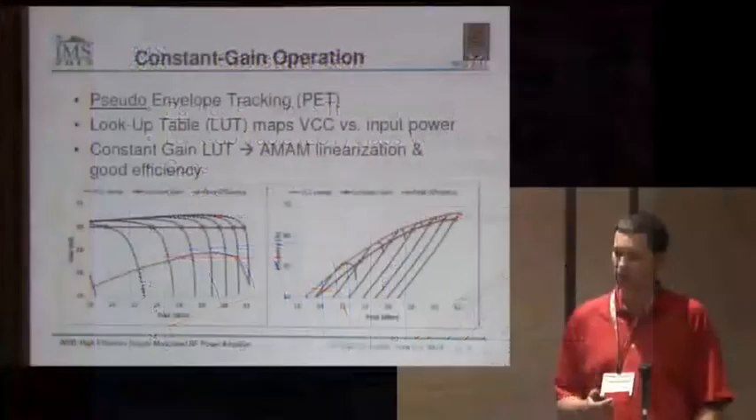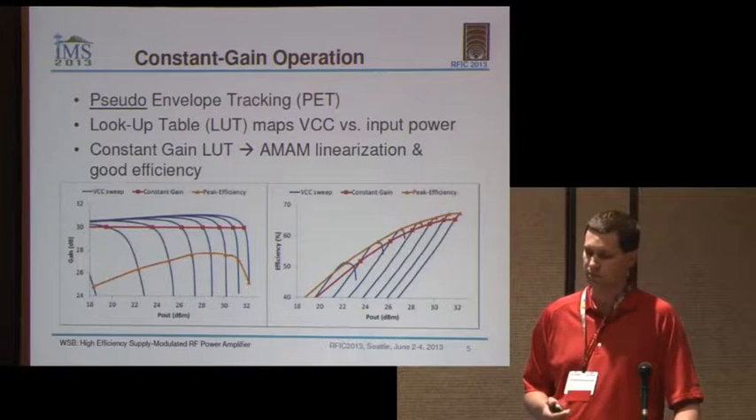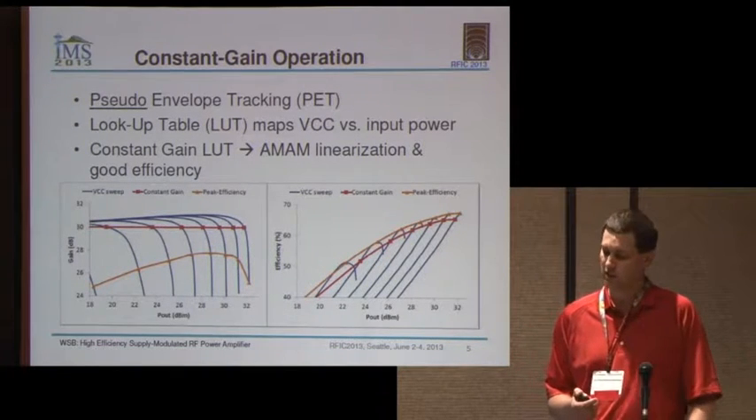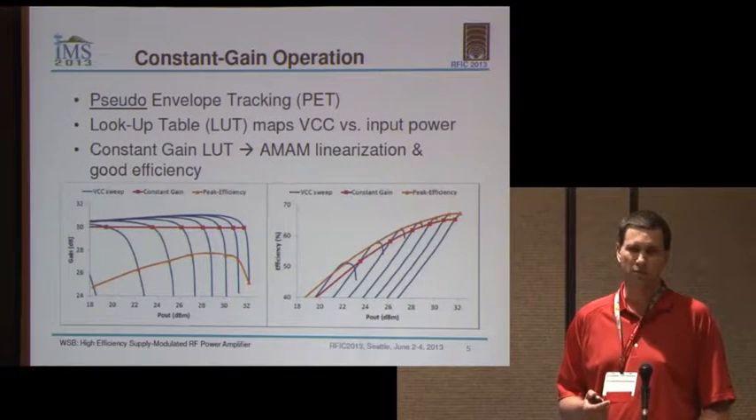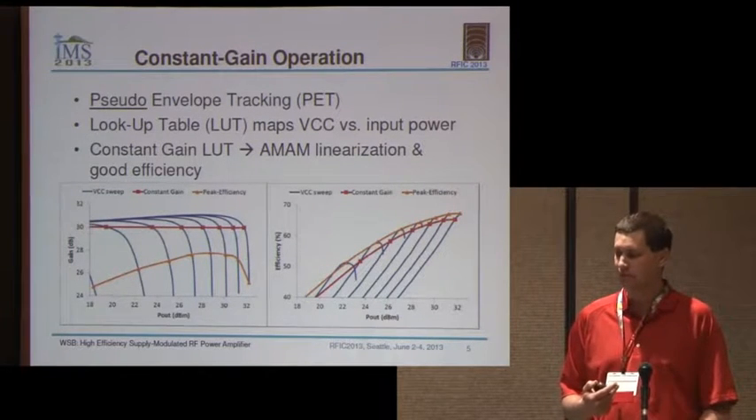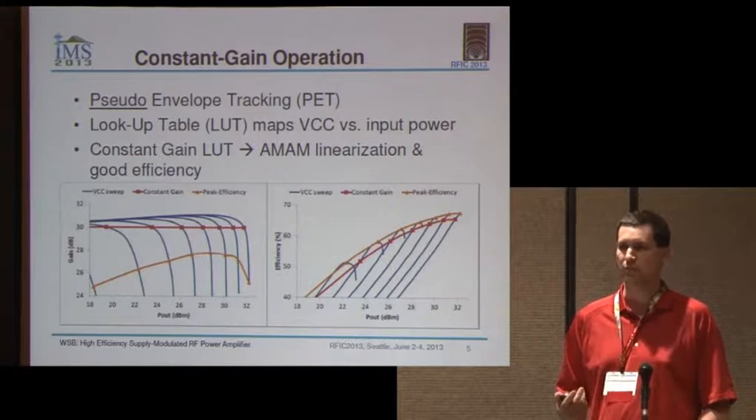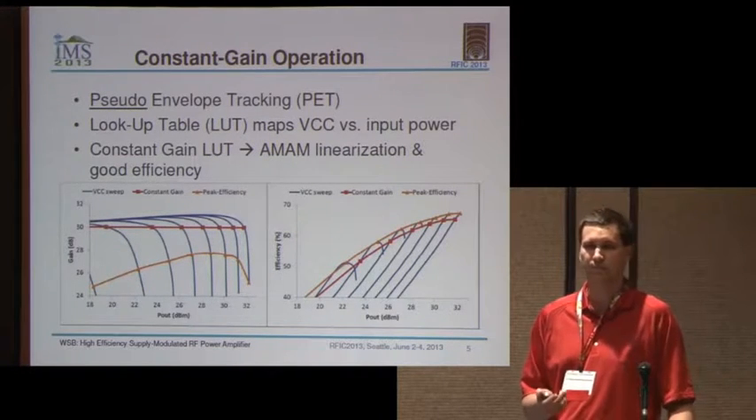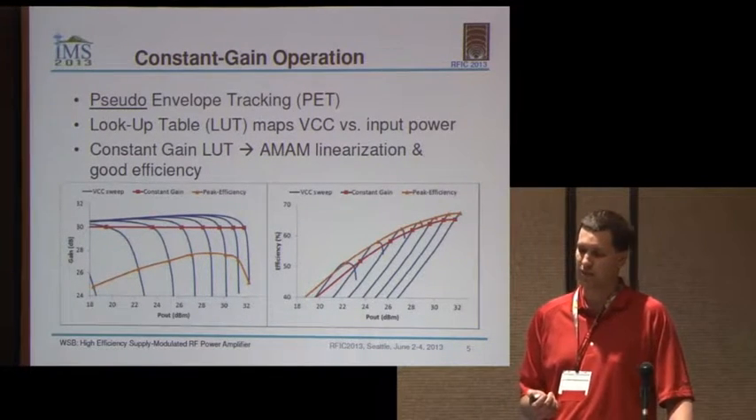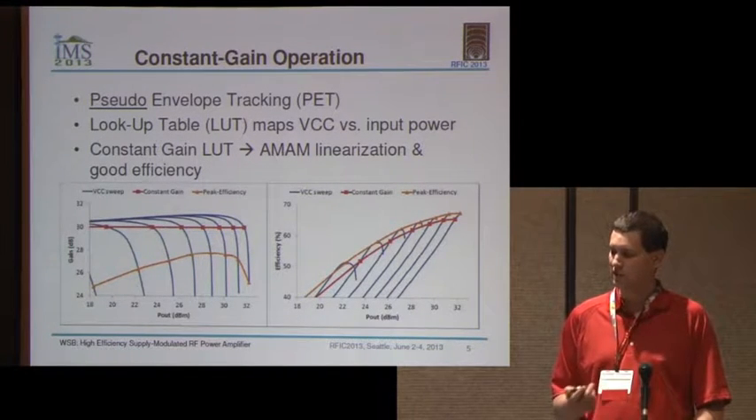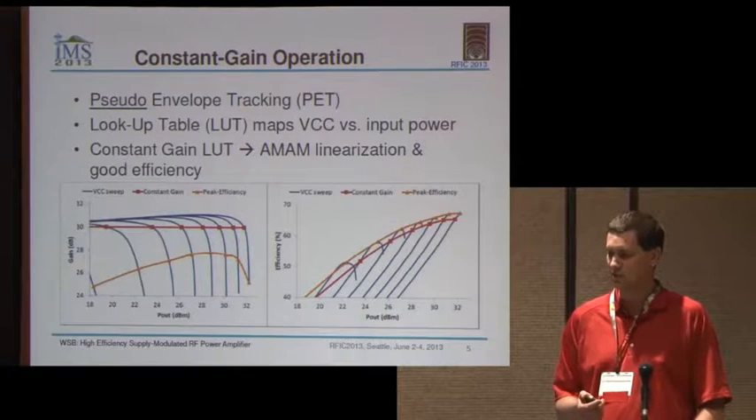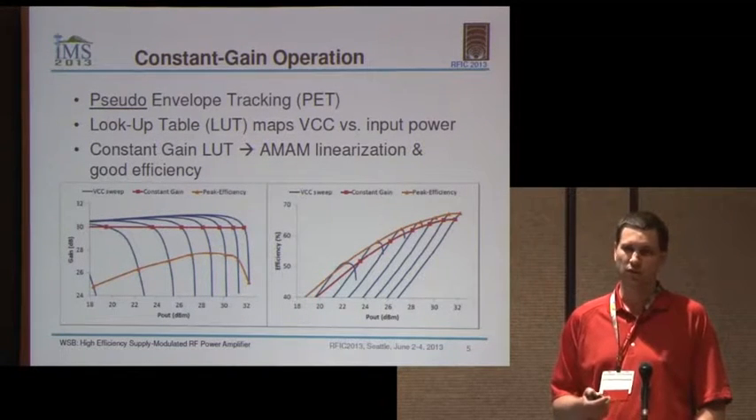The reason I use the word pseudo to prefix the envelope tracking is that we're going to set up a lookup table that maps the collector voltage based on the input power of the modulation, and rather than simply making the collector voltage proportional to the envelope amplitude, we're going to map it to provide some beneficial effects.